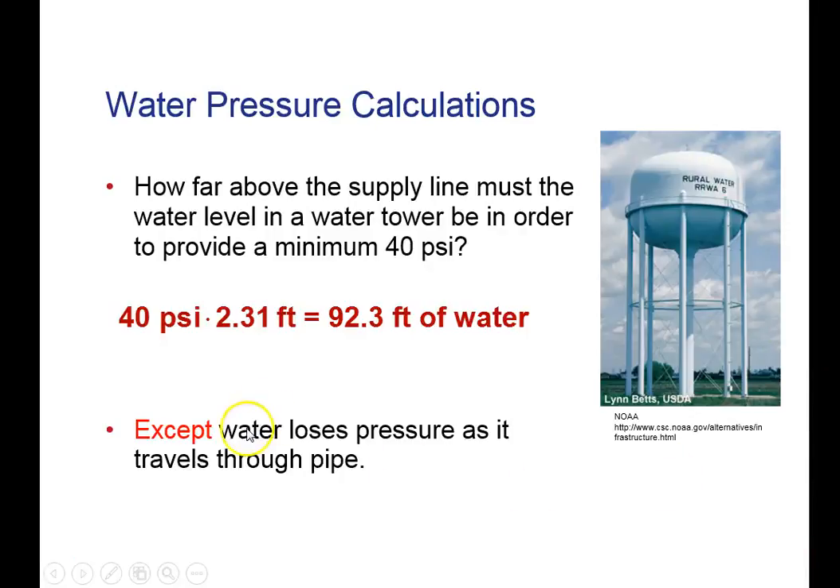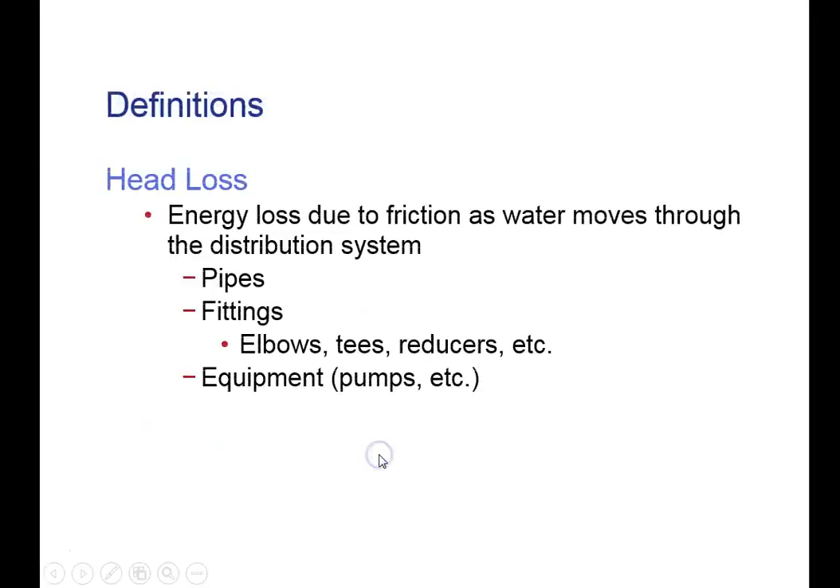We also lose some of our head and pressure as it travels through the pipe. And we call that head loss. It happens just because of the size of the pipe. There's drag in the pipe. Think of drag on the outside of your car. Fittings, anytime there's an elbow or a T in the pipes, it's going to cut down on it. And also equipment like pumps will cut down on the head.